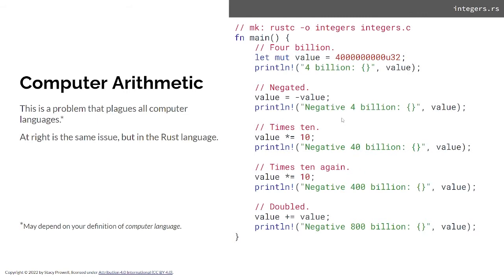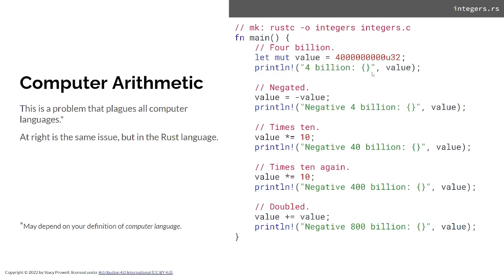This is a problem that plagues all computer languages. And over on the right this time is some code written for Rust. So in Rust, we go ahead and assign our value 4 billion, and notice we say it's an unsigned 32-bit thing. This tells Rust the type of this constant, which in turn tells it the type to assign to value. And we print it out.